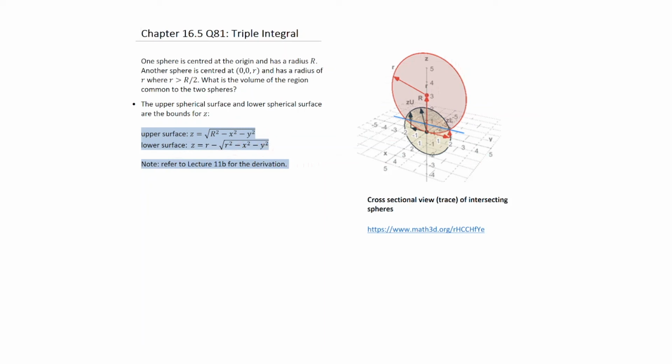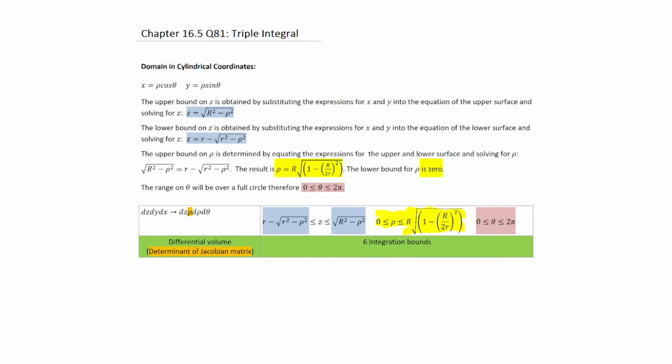Now the question is, we'd like to solve this problem in cylindrical coordinates. So the next step is to actually do the calculation in cylindrical coordinates. We have used the symbols capital R and small r, so we cannot use them again. In this case, the coordinate transformations are going to be in terms of rho instead. You'll quite often see that we run out of symbols and we just have to use something else. So in this case, x equals rho cos theta, y equals rho sine theta. The upper bound on z is obtained by substituting the expressions for x and y from the previous slide into the equation of the upper surface and solving for z.